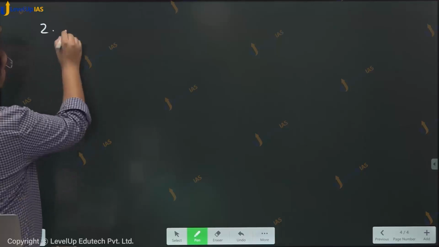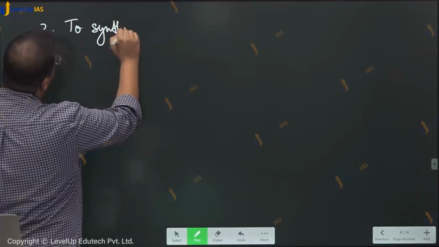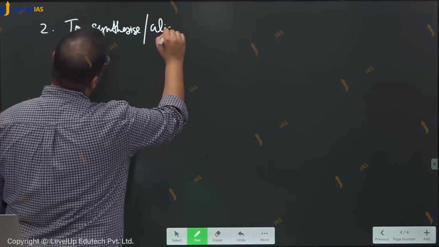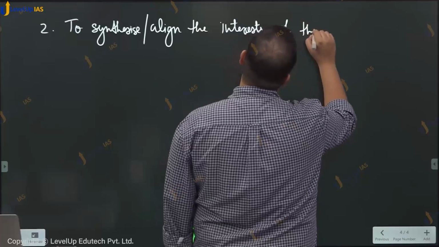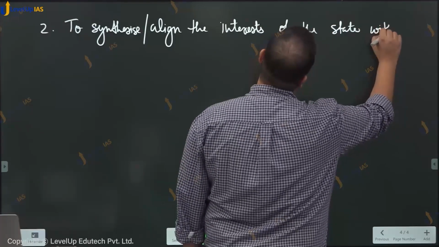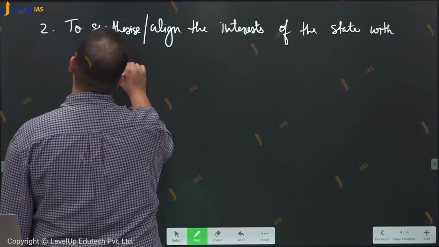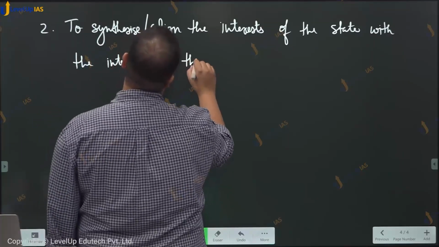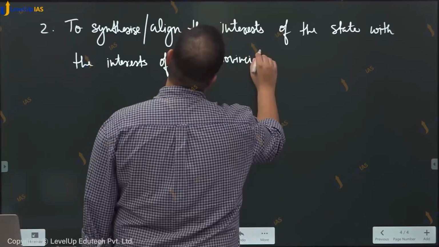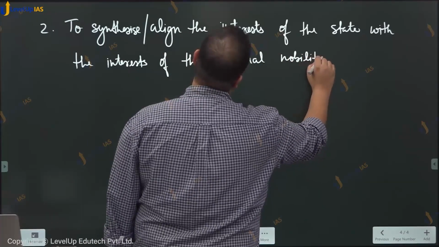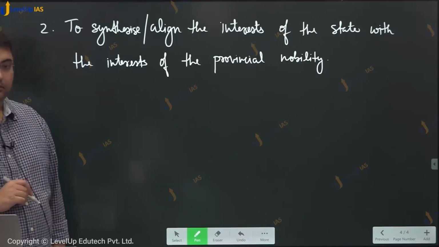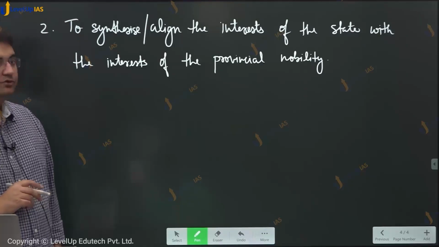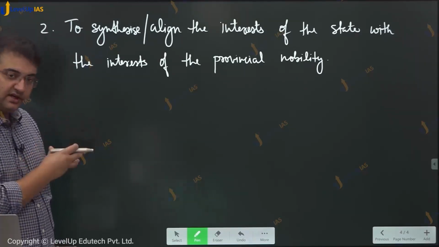सेकेंड ऑब्जेक्टिव क्या था? टू synthesize or align the interests of the state with the interests of the provincial nobility. ठीक है? तो the Iqta system, in other words, was supposed to create a bond of reciprocity between the Sultan and the provincial nobles.